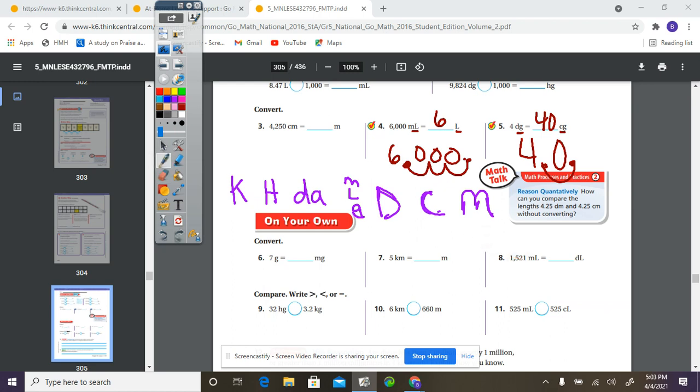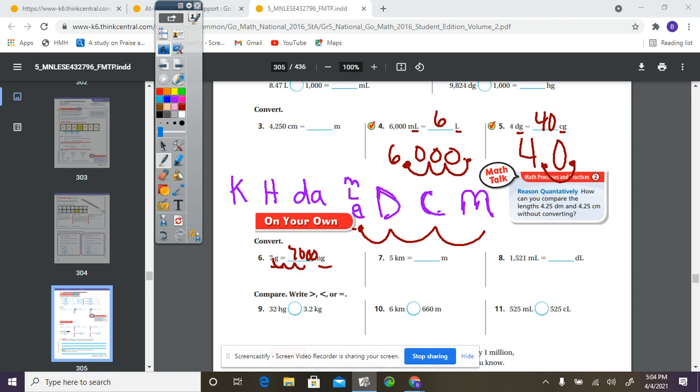Okay, so now let's look at the next one. So I have grams, and I'm going to milligrams. So grams is actually right here, and oopsie, grams is right here, and milligrams down the end. So 1, 2, 3. That means I go 1, 2, 3, and fill in the zeros. So that's 7,000.